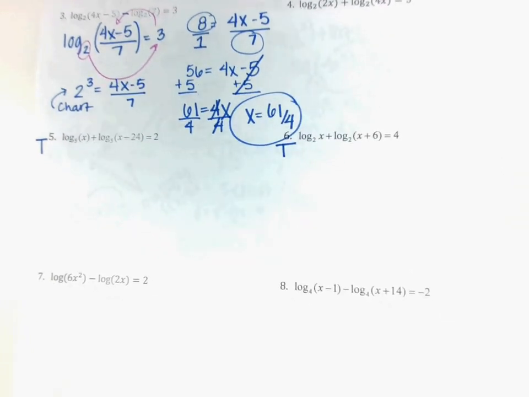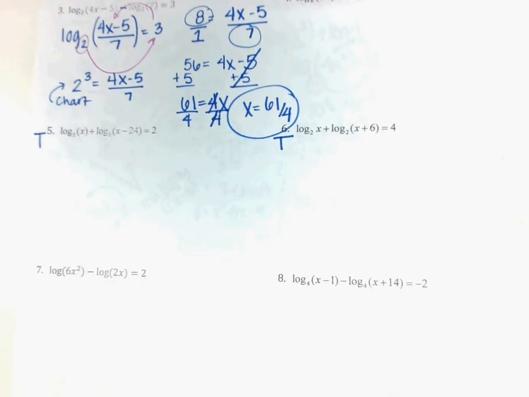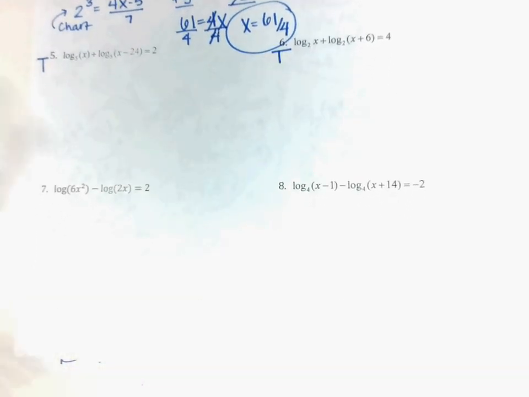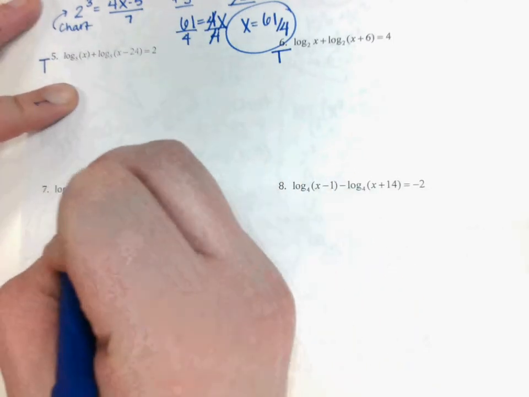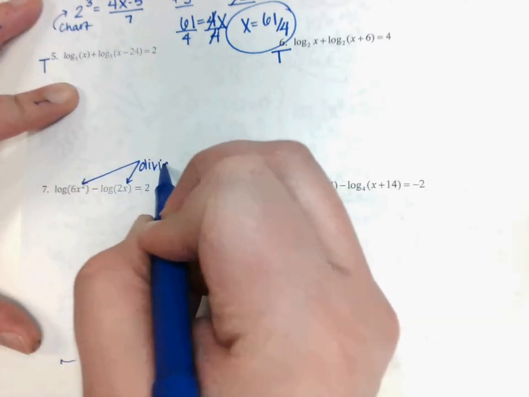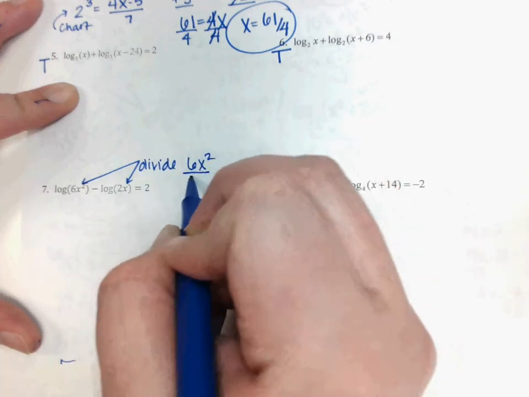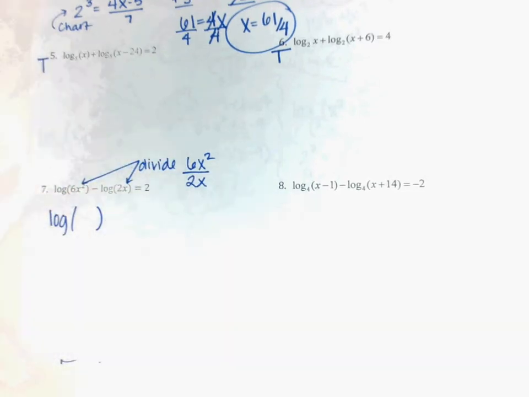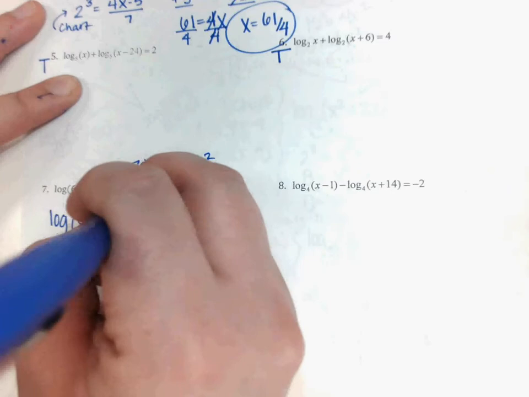Then the other one the other class asked me about was 7. Set up number 7 for me real quick. What should your first step be on number 7? Are we multiplying or dividing? We need to divide 6x squared by 2x. What's going to be left over? Well, you have to divide though. So it's 6 divided by 2? 3. And then if I have x squared, but I divide an x off, is it still squared? No, it's just a regular 3x.